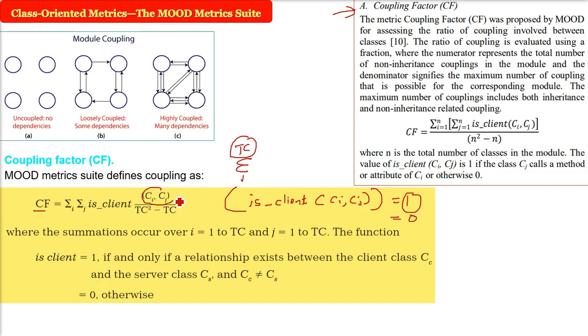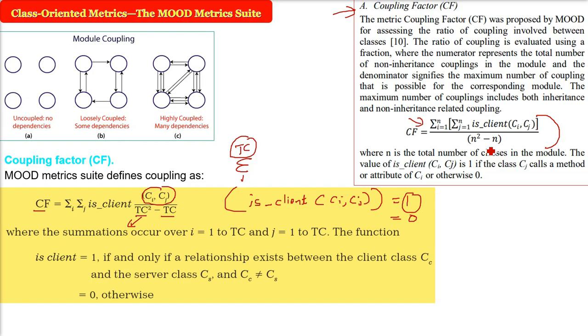So the ratio of coupling is evaluated using a fraction. Here you see the numerator. It is representing the total number of non-inheritance couplings in the module. And what are you getting in the denominator? The denominator signifies the maximum number of couplings that is possible for the corresponding module: TC square minus TC, which is the square of the total number of classes minus the total number of classes. So this is how we find out the MOOD metric coupling.